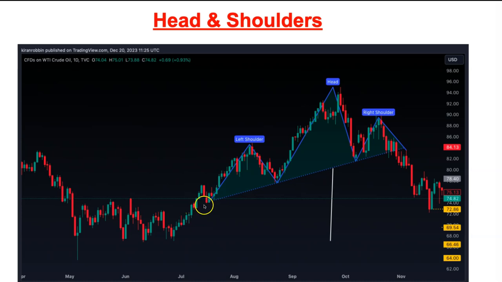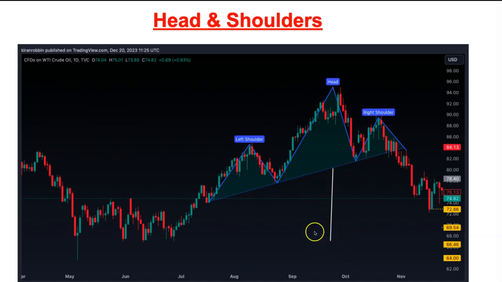In this context, we had this run up here and a pullback, and this was the left shoulder. We had this run up here and pullback. This was the head. And we had this other run up here and pullback. And this was the right shoulder. Eventually we hit this profit target. And the actual measured move was from the neckline to the head here. And this pretty much mapped out the profit target.